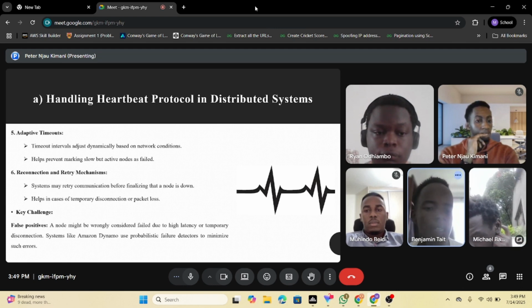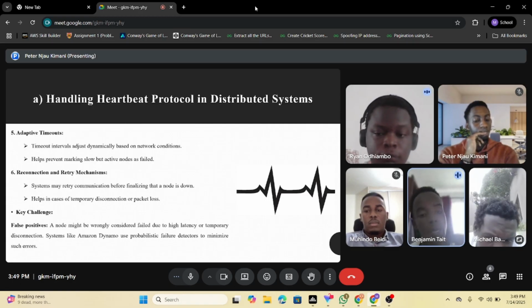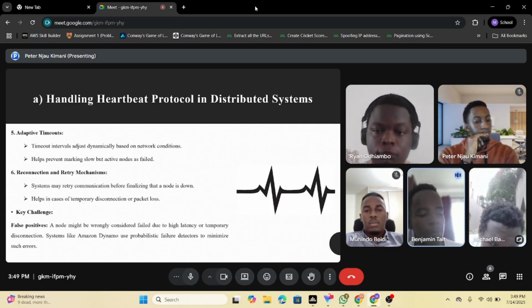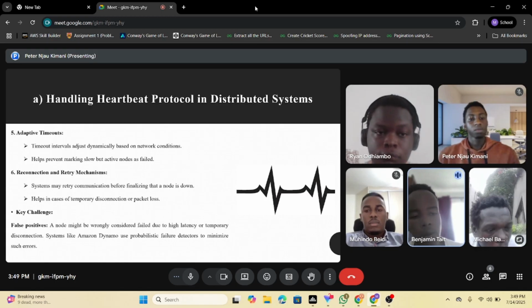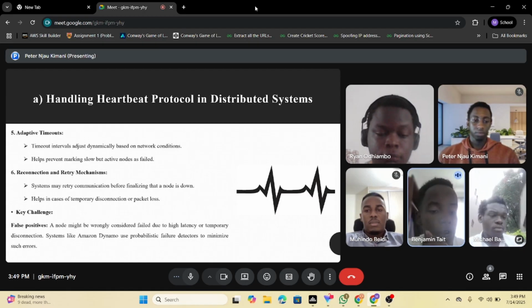So adjusting the time intervals based on the network is very important. Number six is reconnection and retry mechanisms. Systems may retry the communication before finalizing that a node is down. We've said that sometimes the problem might be the network, so we can retry communication before coming to the conclusion that this node has completely failed.